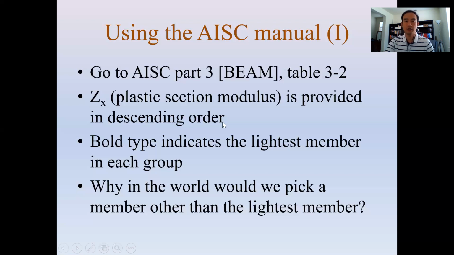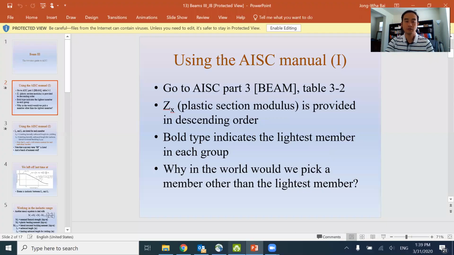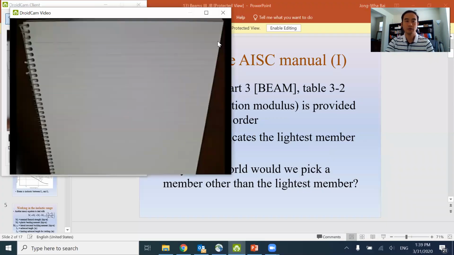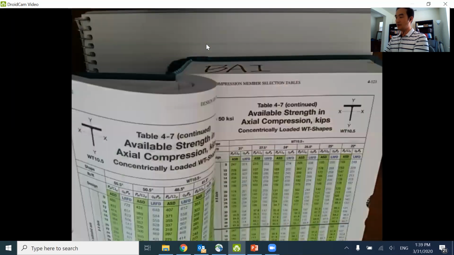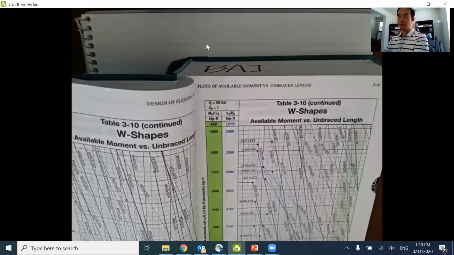So I'm going to change the screen to my document camera. Okay, here I have my Steel Bible. Open up Table 3-2.